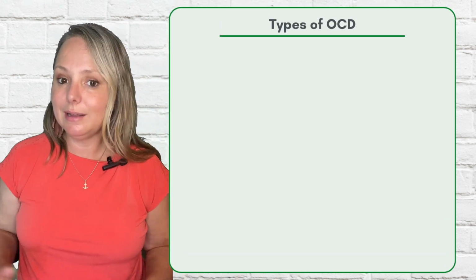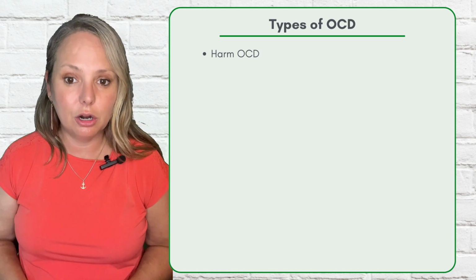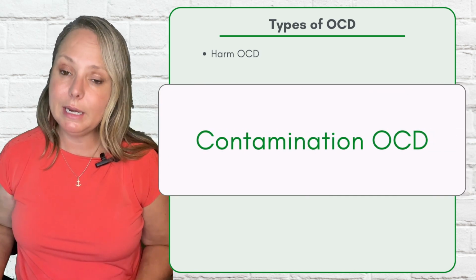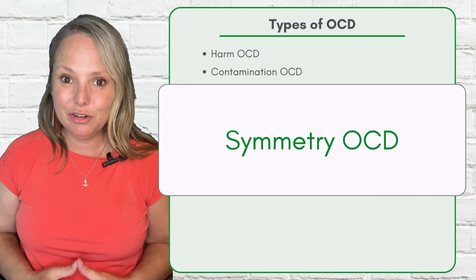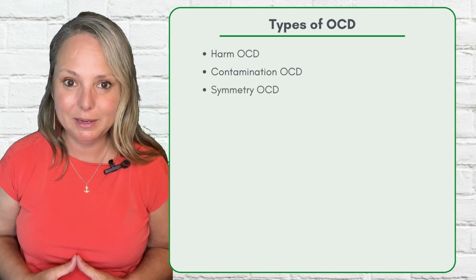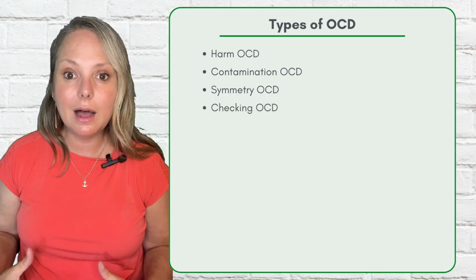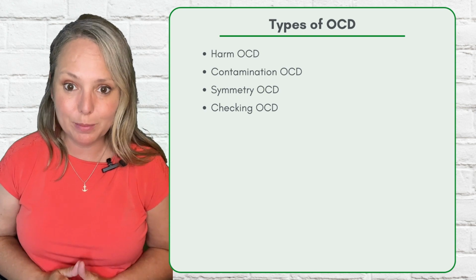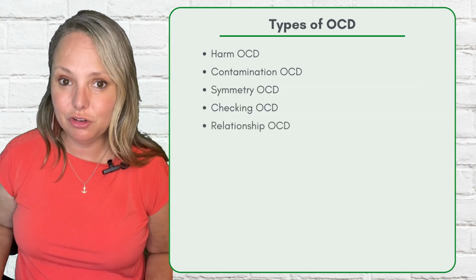Let's go over different types of OCD. Harm OCD centers around the fear of causing harm to self or others. Contamination OCD centers around fears of germs or disease. Symmetry OCD is when a person becomes obsessed with patterns and symmetry. Checking OCD involves checking behaviors like checking locks, pockets, or even part of your own body. Relationship OCD features a preoccupation with a relationship.